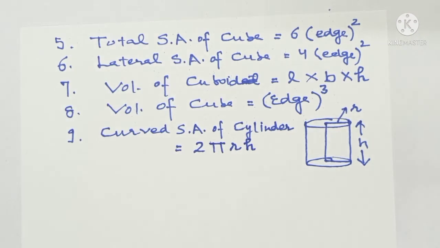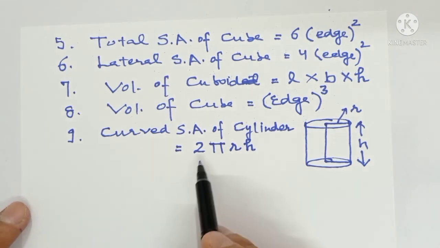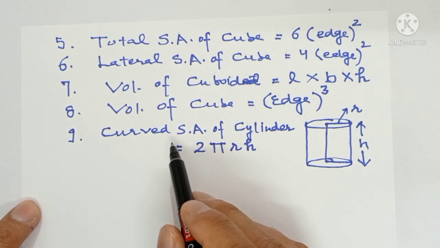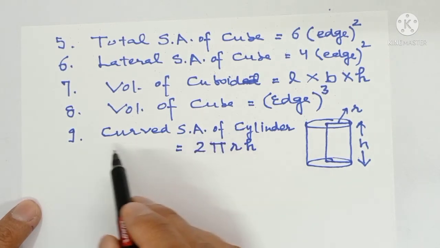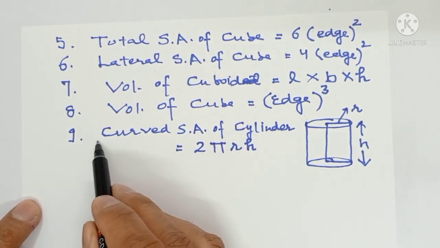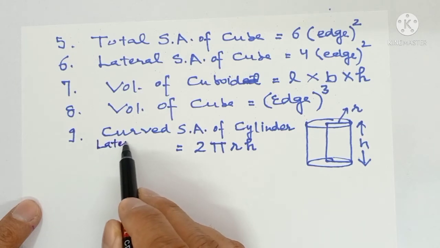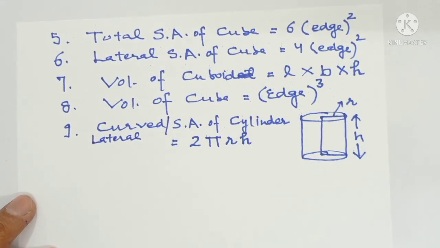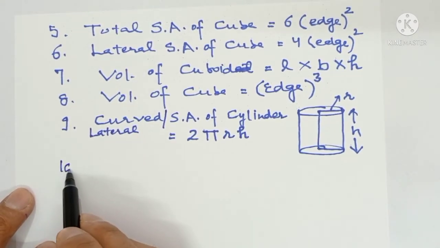Suppose for 1 mark a question is given that circumference of a cylinder is 5 centimeter and height is 2 centimeter. What will be its curved surface area? So you will multiply 5 into 2, that is 10. What is another name of curved surface area? It is also called lateral surface area. So if curved is written or lateral is written, it is one and the same thing.